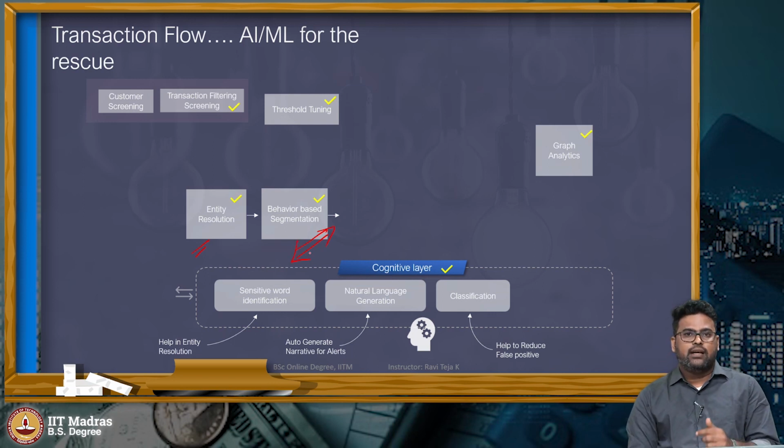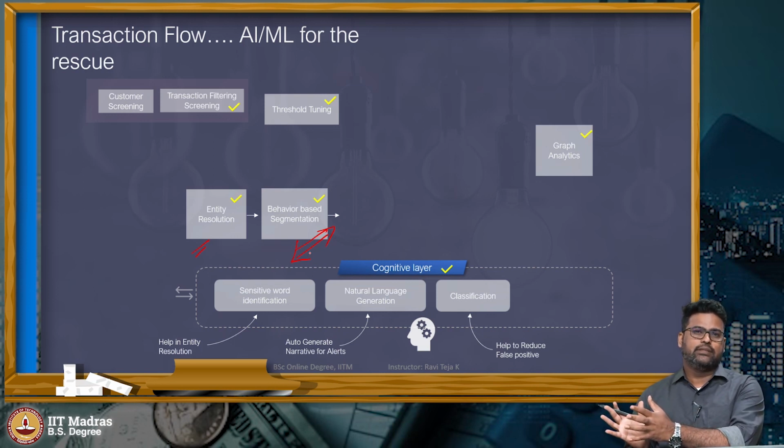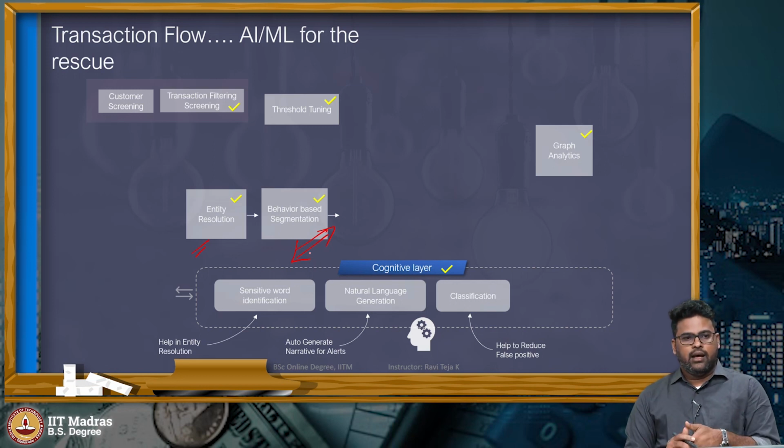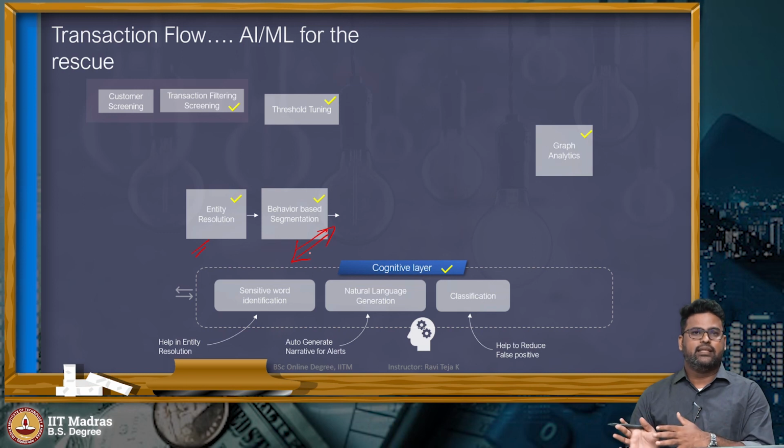So assume a customer at the time of opening his account has given his profession as school teacher. So the bank will group similar professions and create a cluster of customers. Maybe your school teachers or an entry-level IT person, they're all put into the same basket. Assume this particular guy, who has given his profession as school teacher, starts doing transactions in millions. That is suspicious.